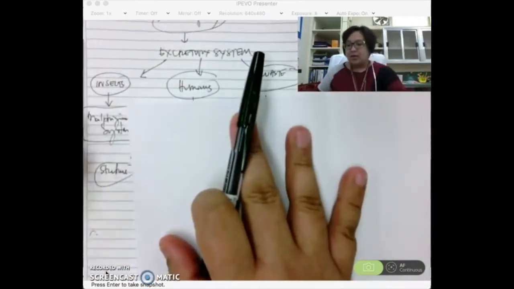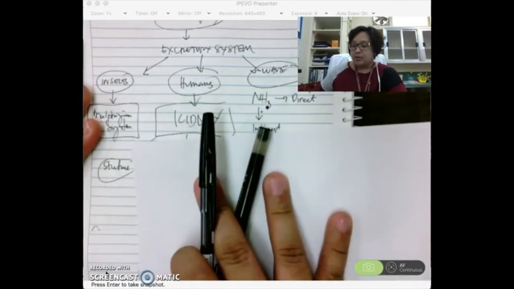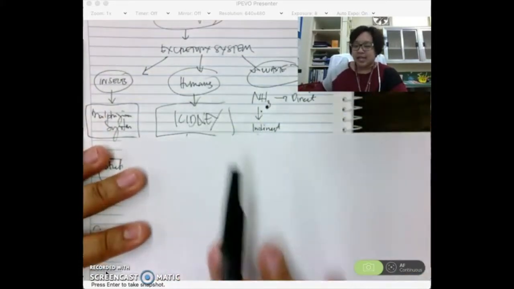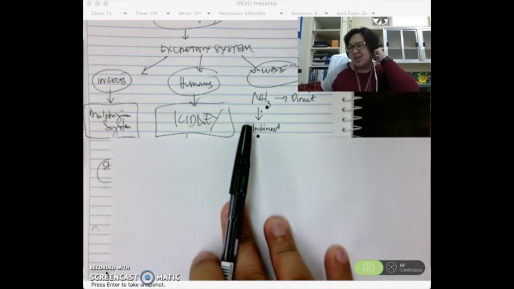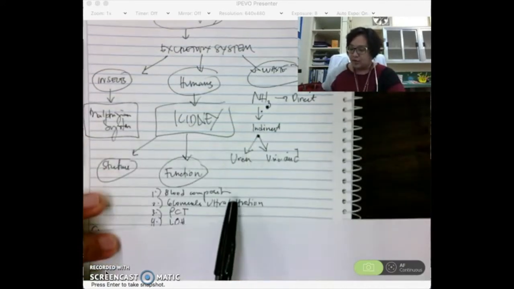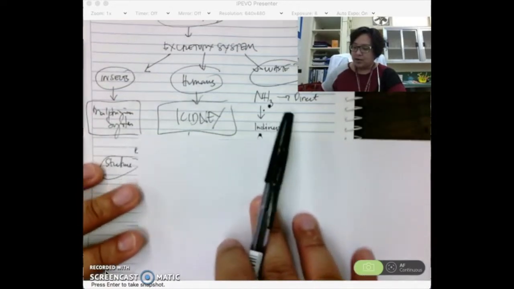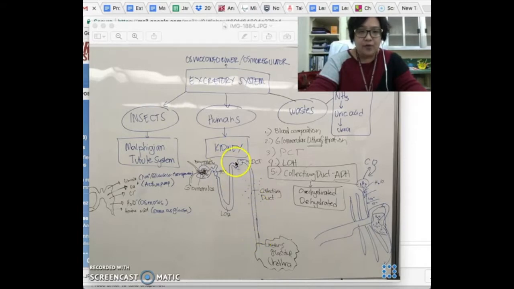Now let's talk about the excretory system of humans. We have an organ called the kidney, and you need to know the structure and function of the kidney and its functional units called the nephrons. I have a drawing here. Hold on, please. Look at our organ for osmoregulation. The kidney is made up of functional units called nephrons, and this is how a nephron would look.